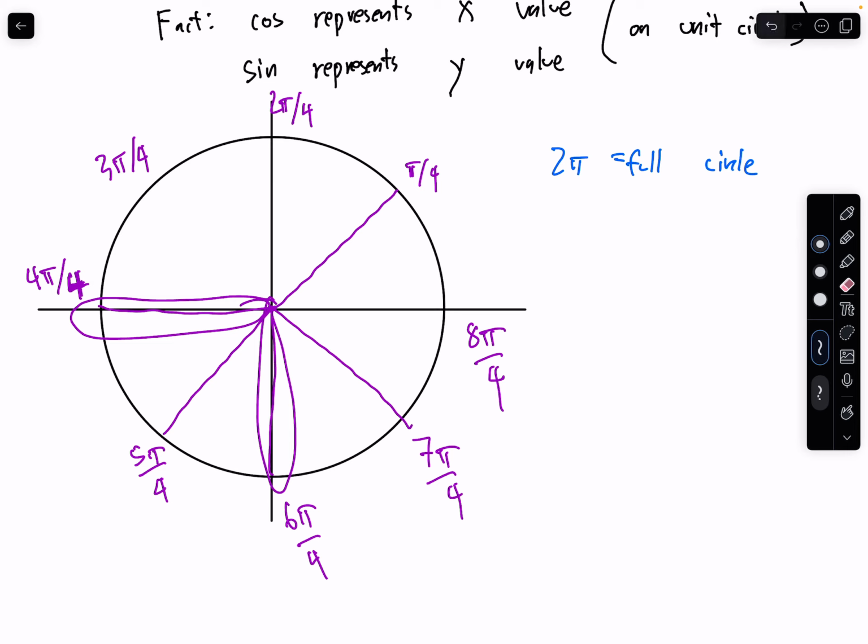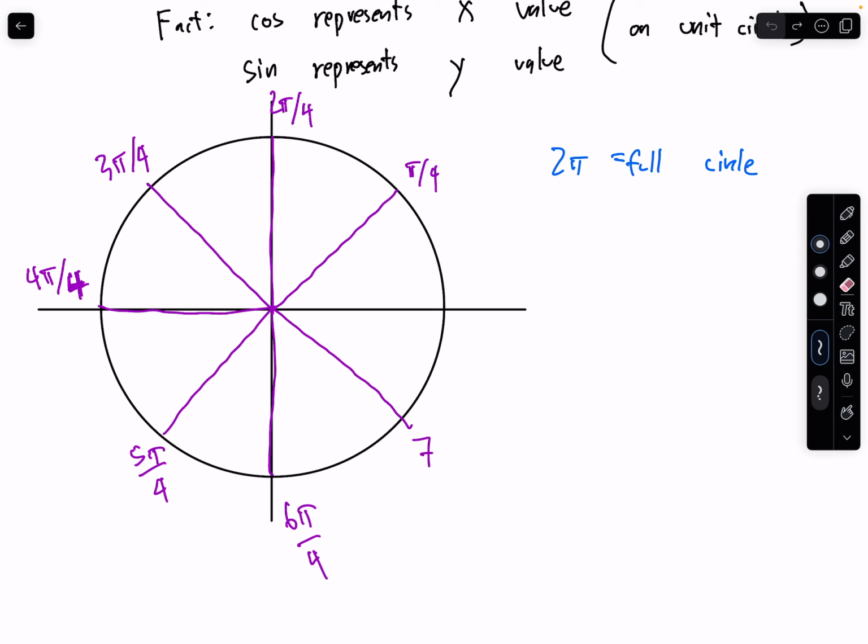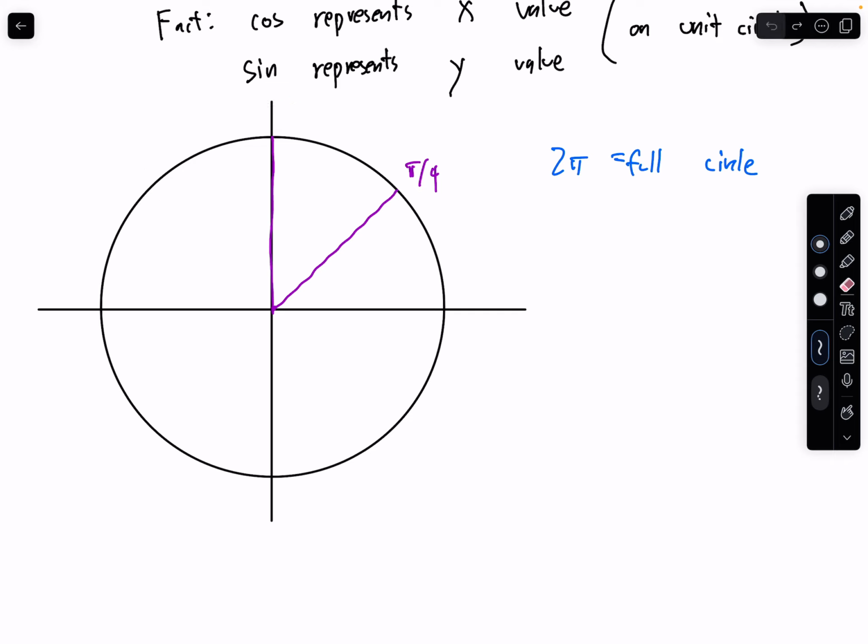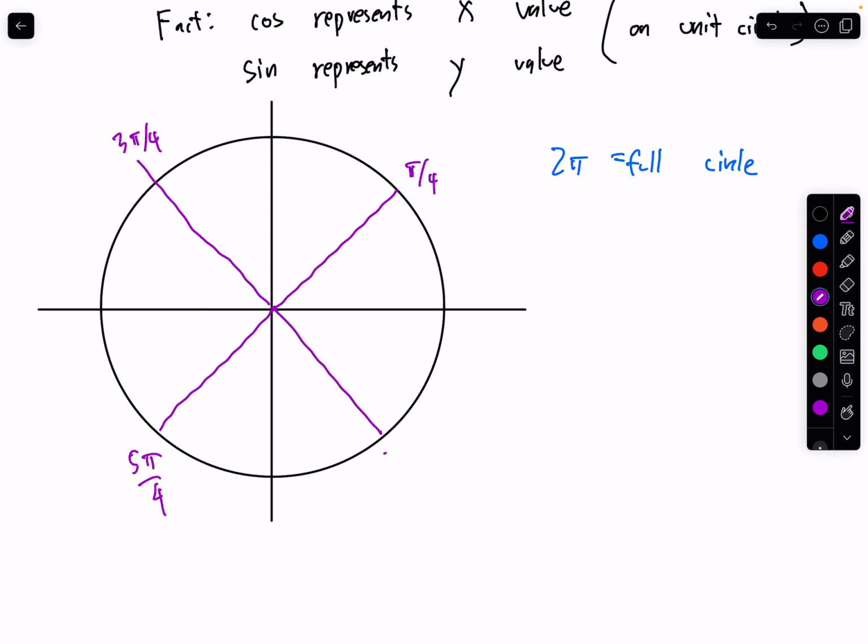Actually, let me just get rid of all these marks for now. Undo all those markings. Okay, so what we're going to focus on is the ones in between, the other multiples of pi over 4. So this is one of them. This is 3 pi over 4 right here, right? I don't know why I made the line go past the mark this time. This will be 5 pi over 4 and 7 pi over 4.